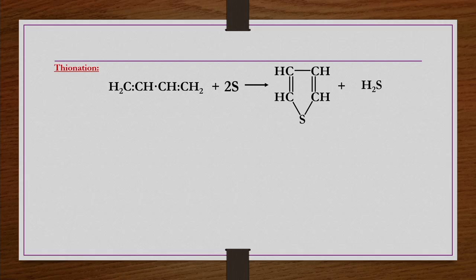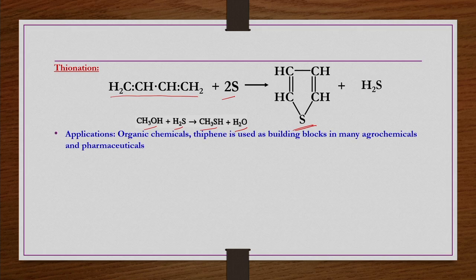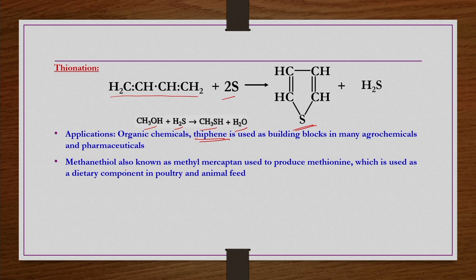Let us say if you have this component and then react it with sulfur, then you can get thiophene as a component. Similarly, let us say if you have methanol, you react it with H2S, then you get methane thiol as a product, plus water. Now, thiophene in general is used as building blocks in many agrochemicals and pharmaceuticals industries. Methane thiol is also known as methyl mercaptan and used to produce methionine, which is used as a dietary component in poultry and animal feed.